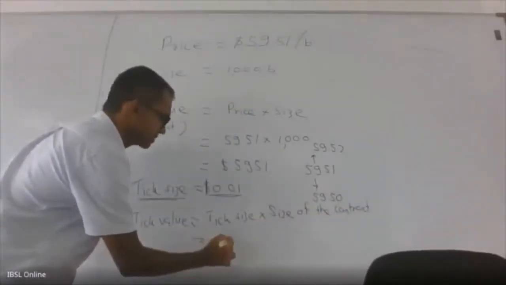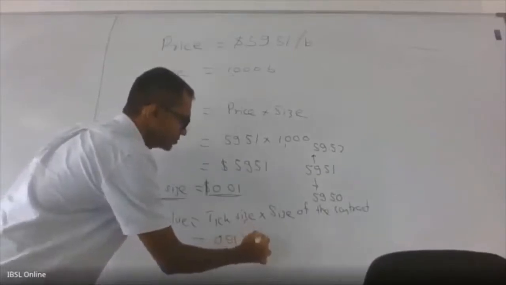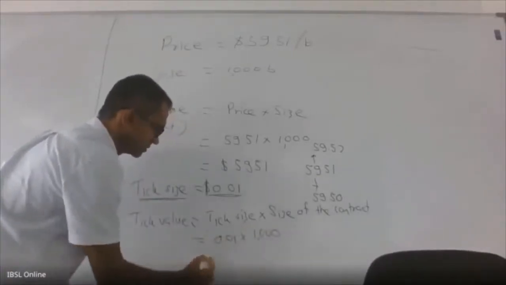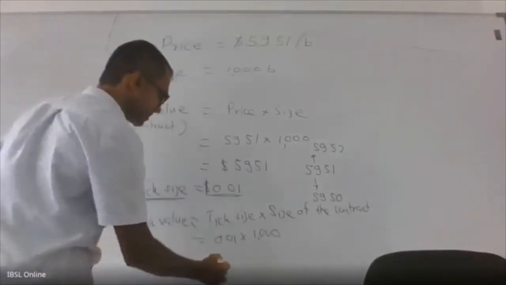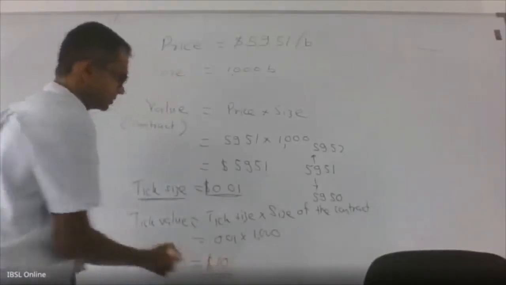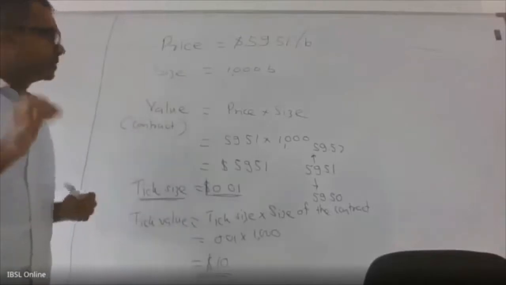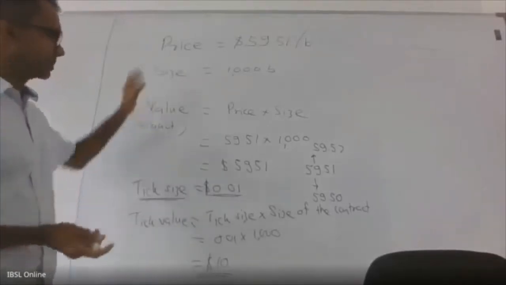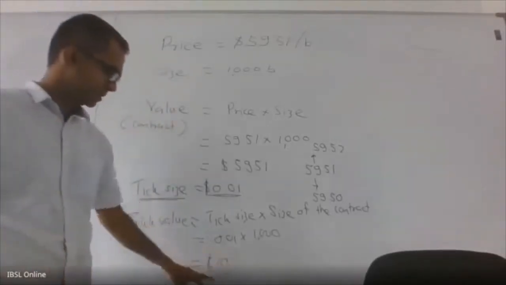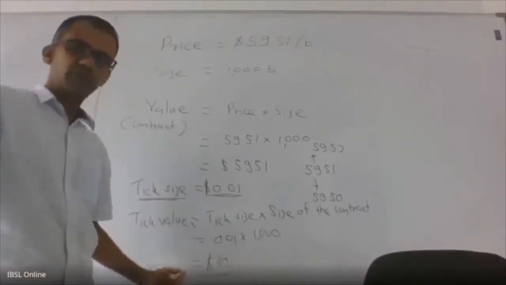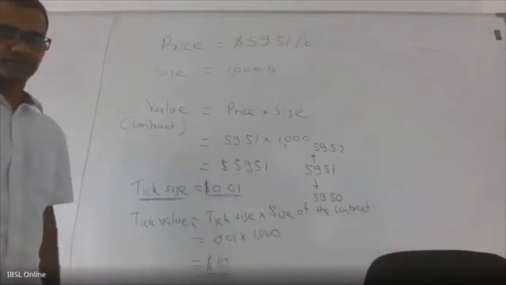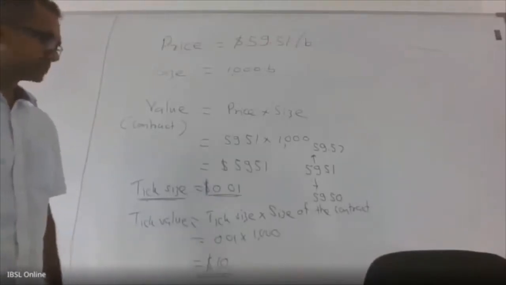Tick size is 0.01 into 1,000 barrels. So the value of the contract would change by $10. If the price moves by 1 cent, the value of the total contract would change by $10. So this is the tick value of that contract. Is it clear?